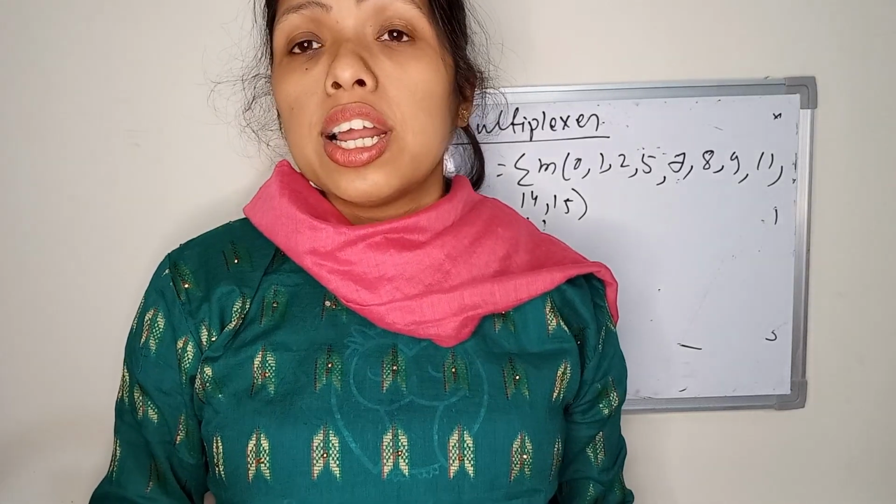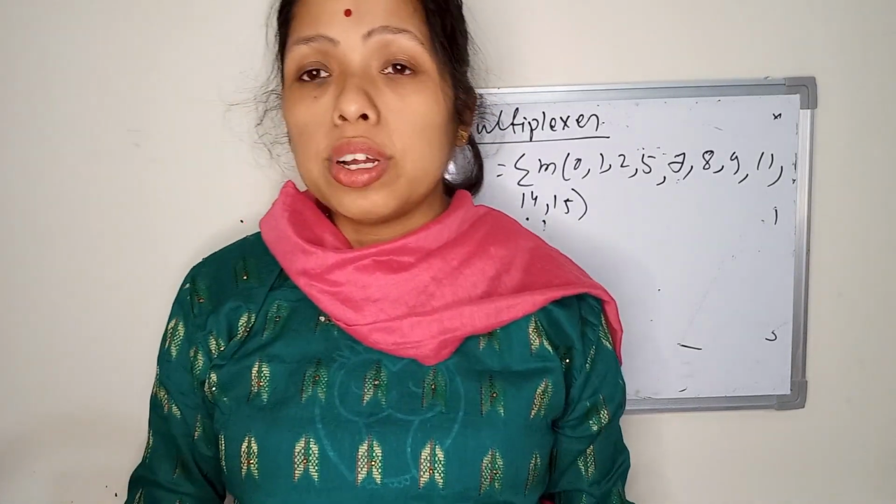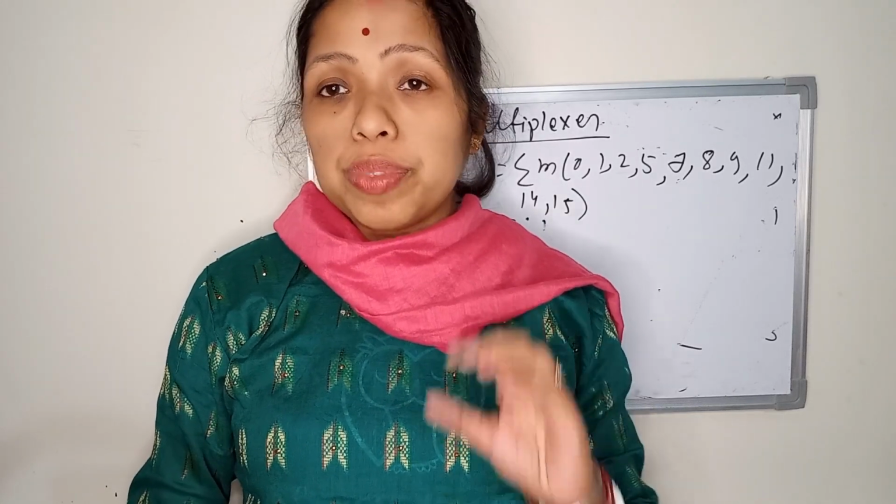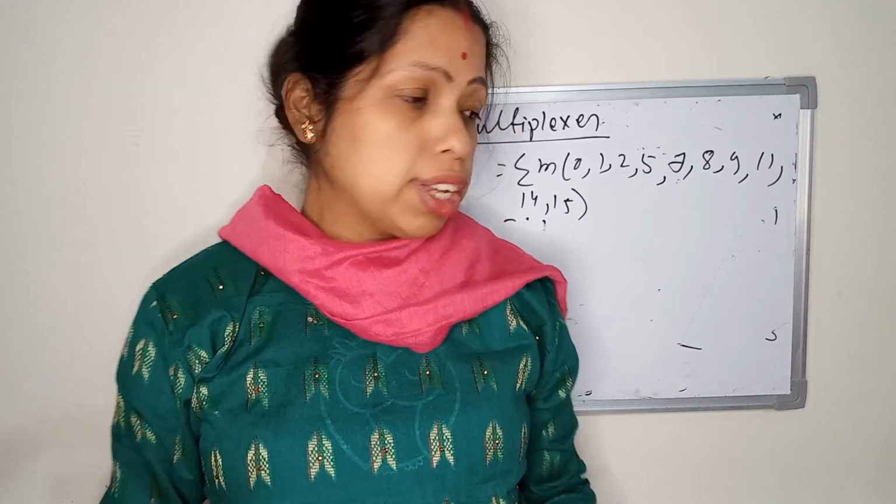Hello friends, last class I discussed the different kinds of multiplexers. If you know the basic multiplexer, suppose 2 is to 1 multiplexer, you can design any kind of multiplexer, right? So today I'm going to discuss how you can design any kind of Boolean expression by using the 4 is to 1, 8 is to 1 and 2 is to 1 multiplexer, right?